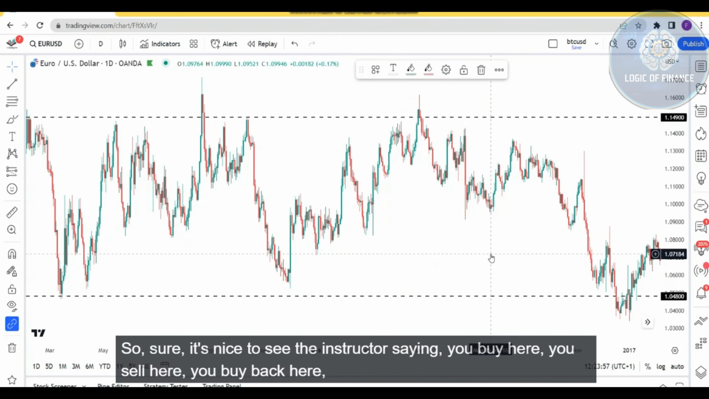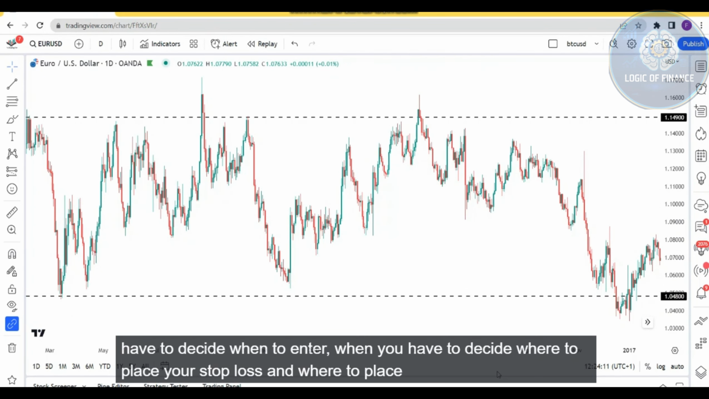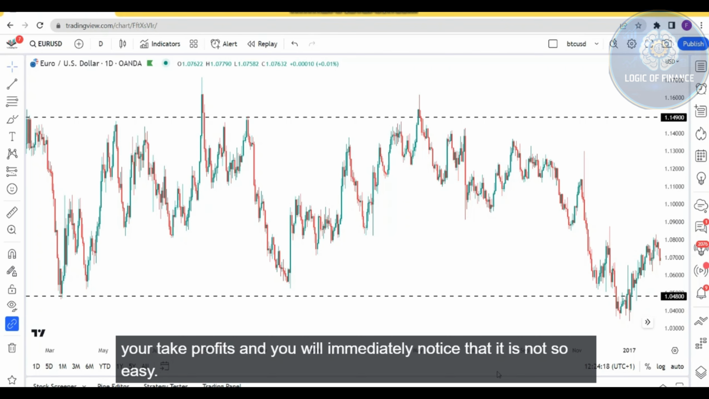So sure, it's nice to see the instructor saying, you buy here, you sell here, you buy back here, you make easy money with support and resistance, but try to do it in real market conditions, when you have to decide when to enter, where to place your stop loss and where to place your take profit, and you will immediately notice that it is not so easy.